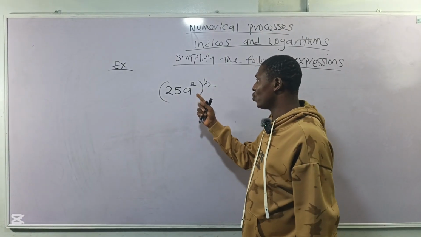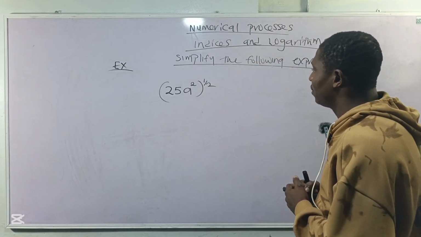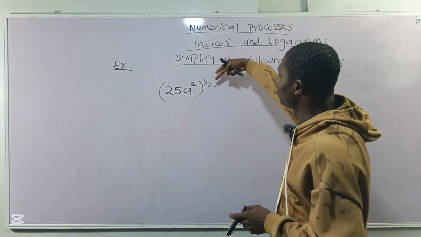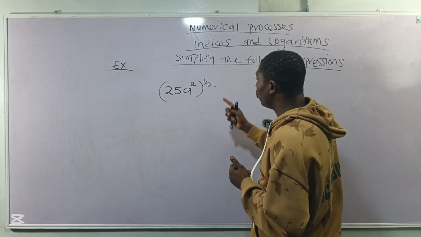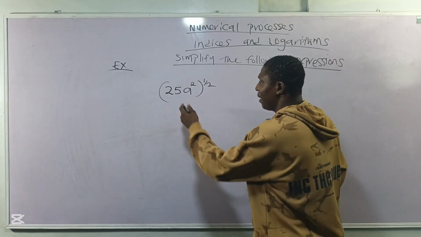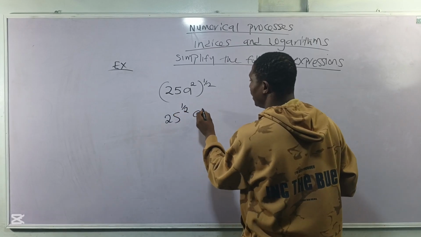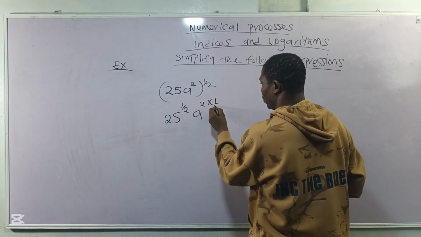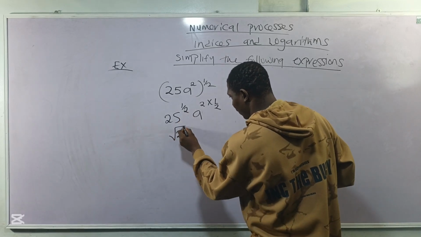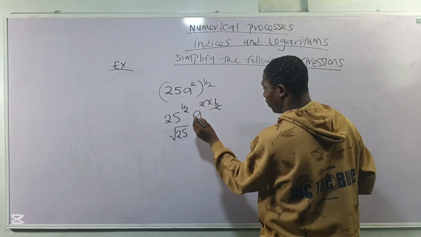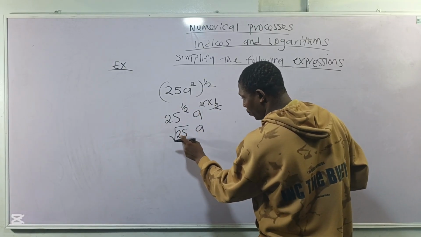We have 25a squared, close bracket, raised to power half. How are we to solve this? Remember that this power half here is affecting the 25 and is also affecting the a square. So we use it to multiply the powers. The power of 25 here is 1. So I have 25 raised to power half, a raised to power 2 times half. This can be taken as square roots. So we have square root of 25, a raised to power 2, 2 cancel to have root a, root 25a.